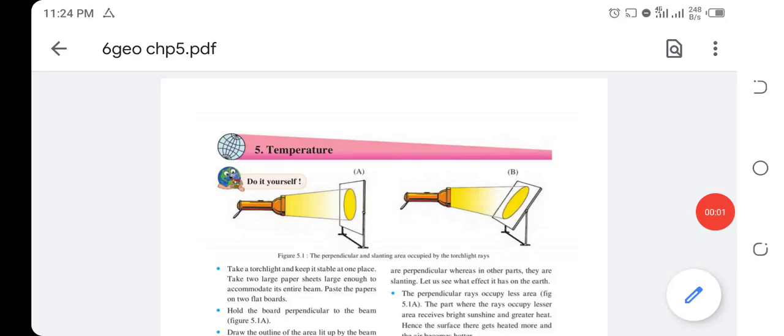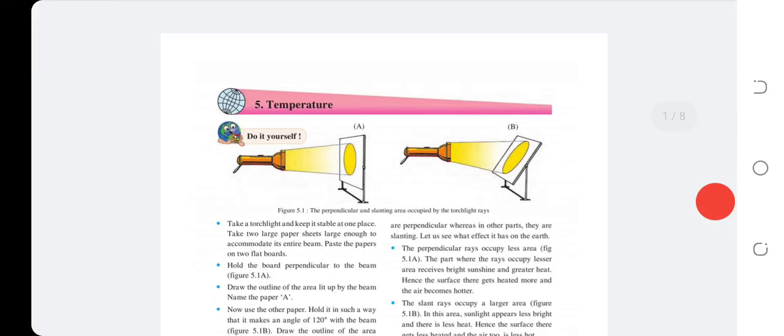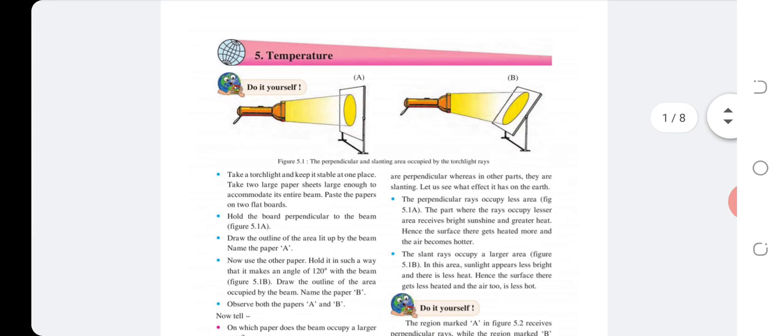Chapter 5, Temperature. Take a torchlight and keep it stable at one place. Take two large paper sheets, large enough to accommodate its entire beam. Paste the paper on two flat boards. Hold the board perpendicular to the beam.